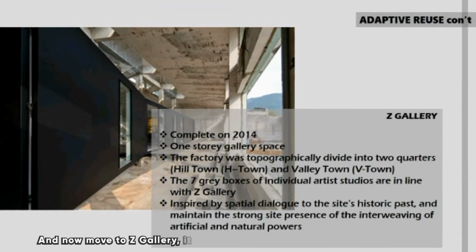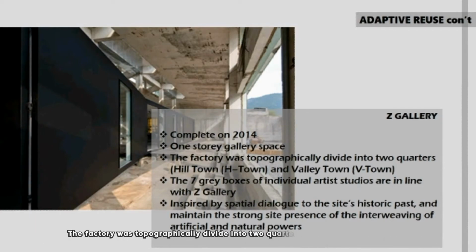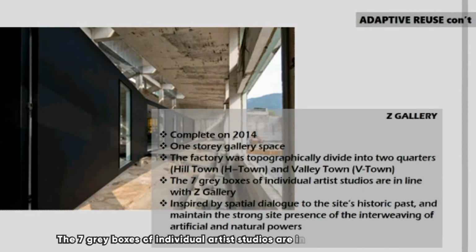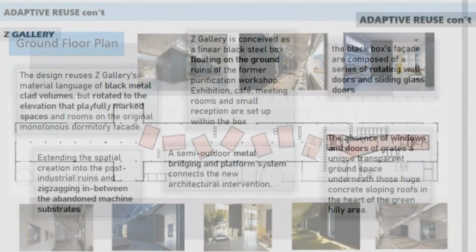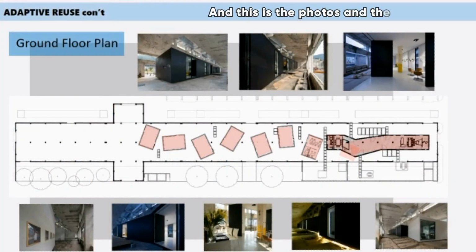And now let's move to Z Gallery. It was completed in 2014 too and only has one story. The factory was topographically divided into two quarters, Hill Town, H Town, and Valley Town, V Town. The seven group boxes of individual artist studios are in a line with the Z Gallery. Here are some elements and materials that were adapted in the Z Gallery. And this is the photos and the plan.